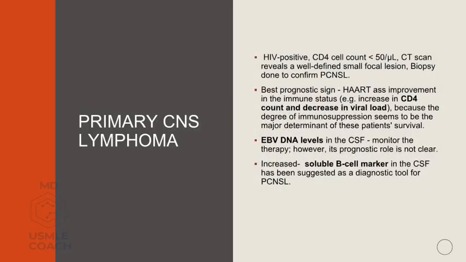Firstly, when a question mentions a well-defined small focal lesion, what comes into your mind? Yes, toxoplasmosis and primary CNS lymphoma. The difference is toxoplasmosis presents with multiple ring-enhancing lesions in contrast to a solitary lesion in the latter. Here they have already given you the biopsy result, but are they asking about the prognostic sign? The best prognostic sign is improvement in the immune status, for example increase in CD4 count and decrease in viral load, because the degree of immunosuppression seems to be the major determinant of these patients' survival.